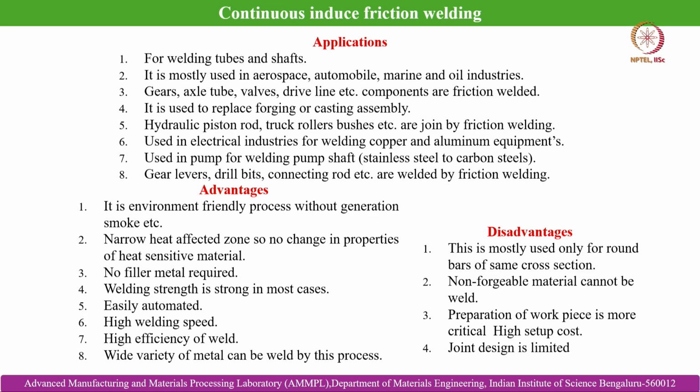Okay. So, the advantages of continuous friction welding are that it is useful for welding tubes and shafts. It is mostly used in aerospace, automotive, marine and oil industries, and also in gears, axle tubes, valves, etc. And there are several other applications, in electrical industries also, for copper aluminum equipment, and also in pumps, gear levers, drill bits, etc. It is environment friendly, as I already mentioned, as there is no need for any protecting gas shield, and no smoke generation is involved.